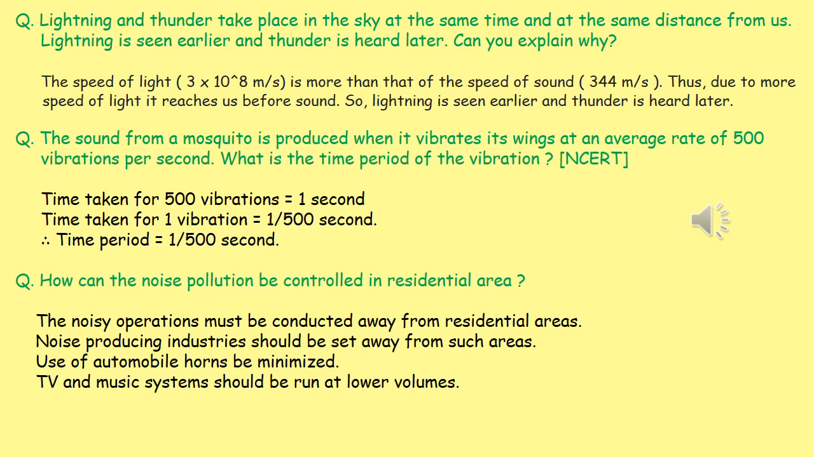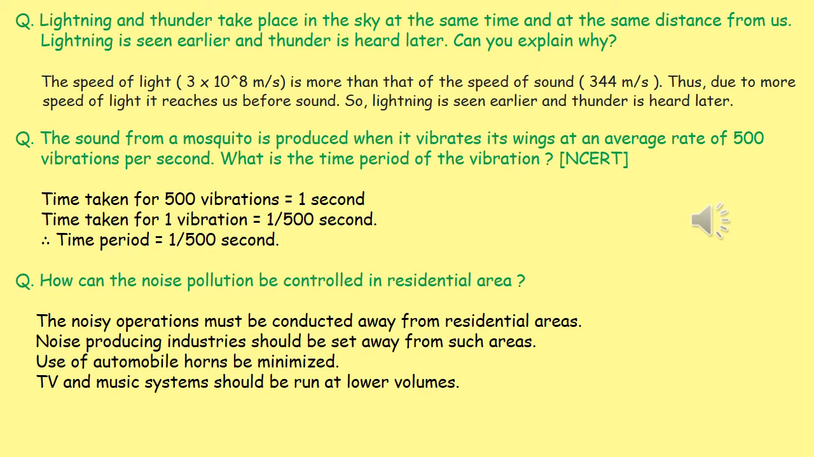Next question. The sound from a mosquito is produced when it vibrates its wings at an average rate of 500 vibrations per second. What is the time period of the vibration? This is a question from the NCERT book. Time taken for 500 vibrations is 1 second. So, time taken for one vibration is 1/500 second. Therefore, time period is equal to 1/500 second. We can convert this into decimal also.